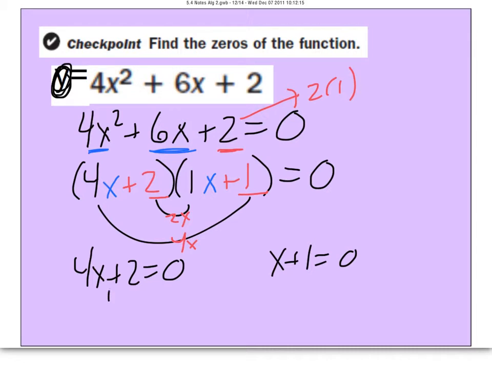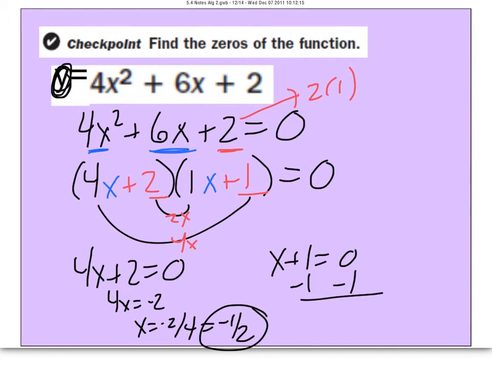I'm going to subtract 2, divide by 4, simplify my fraction. It's one of them. This guy I'm going to subtract 1, and I have the last one.